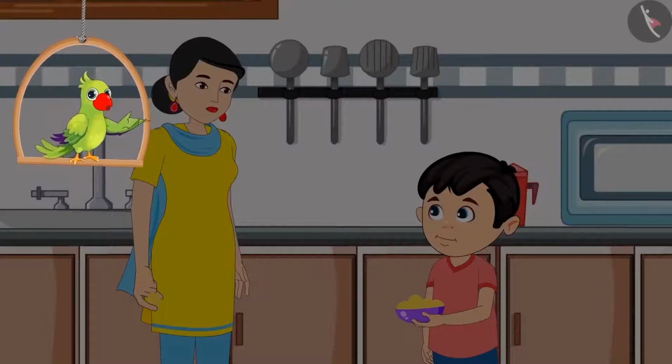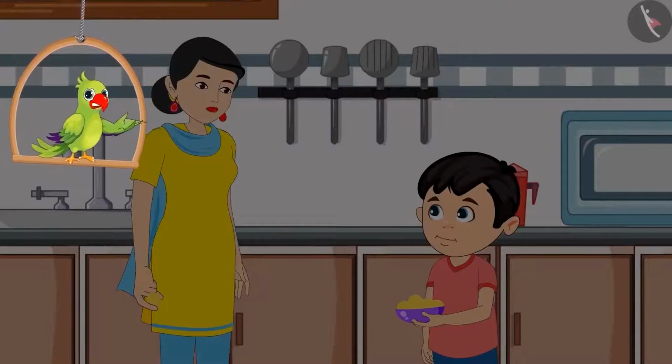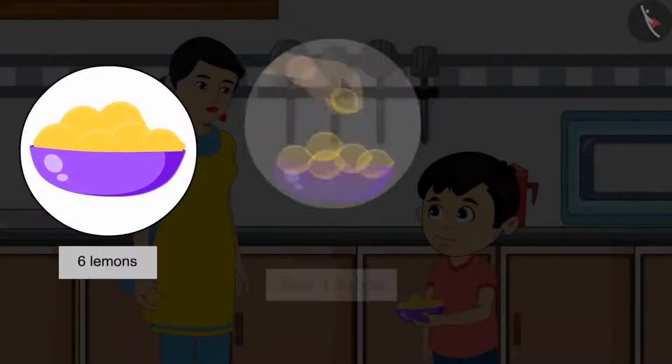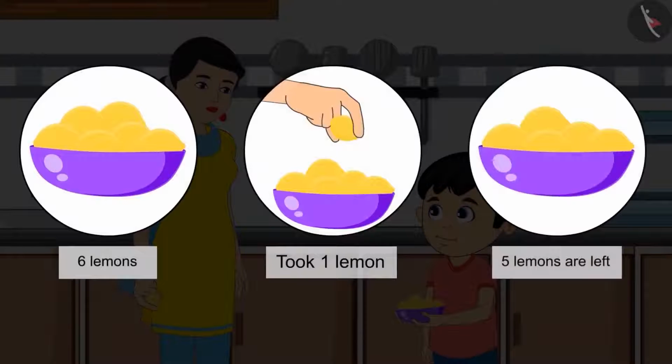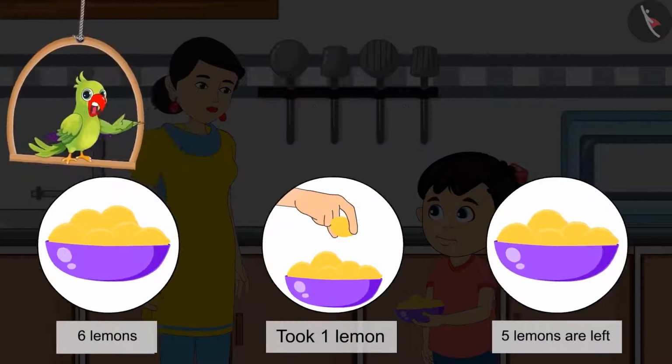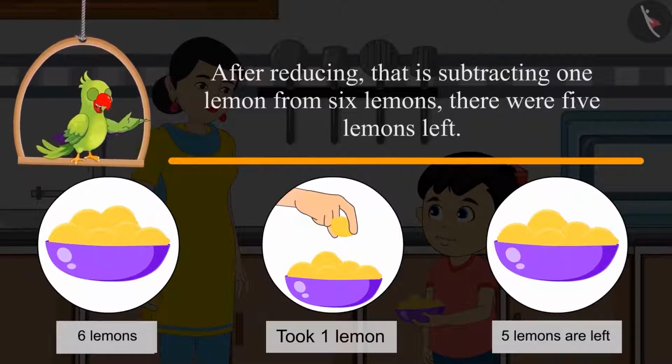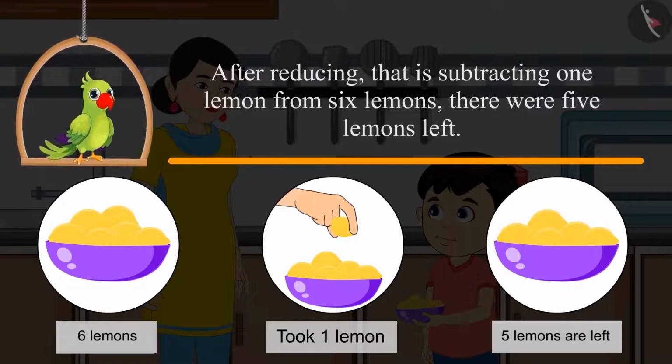So children, can you tell me how many lemons Chotu kept back in the fridge? Come on, let's see. Out of the 6 lemons, Chotu's mother took 1 lemon, so now there are 5 lemons left. So friends, did you see how after subtracting 1 lemon from 6 lemons, there were 5 lemons left?